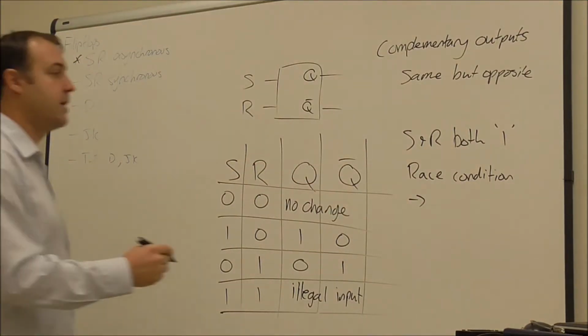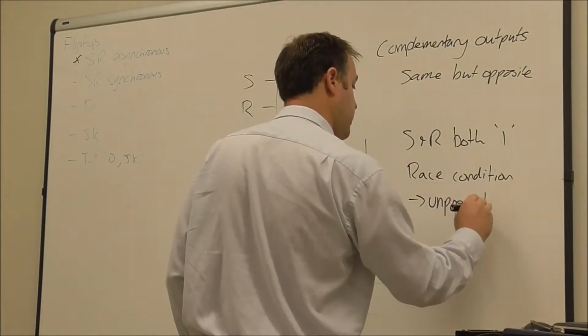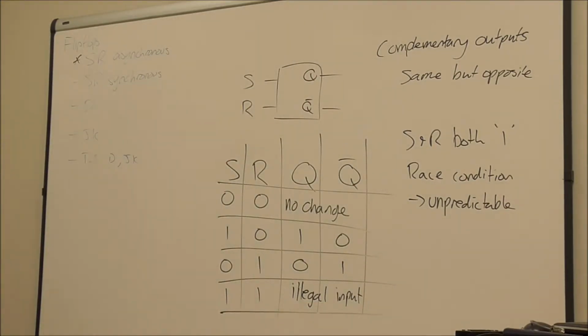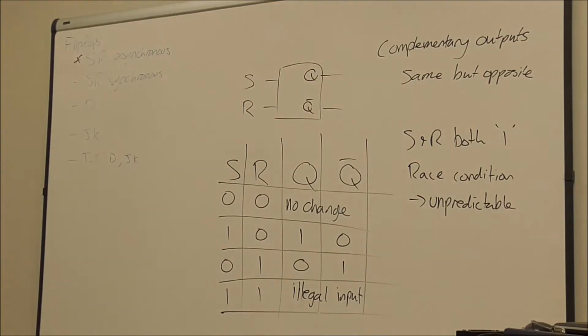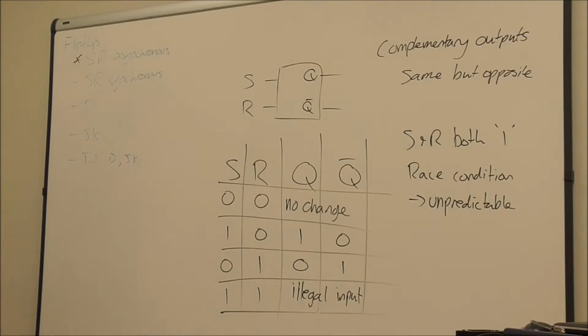And so it becomes an unpredictable state. And the whole idea of having digital circuits is that it is entirely predictable, and we don't want unpredictable events to happen in our circuits. So that's why it's illegal. Okay? So you could end up with Q being high or low, you just don't know.